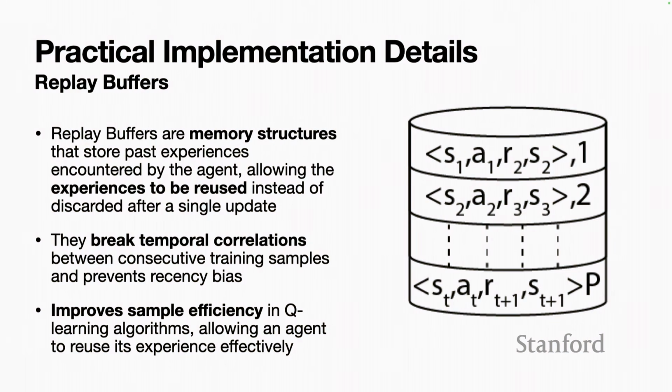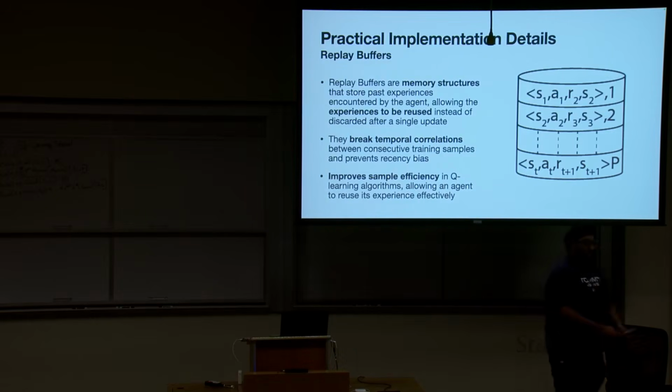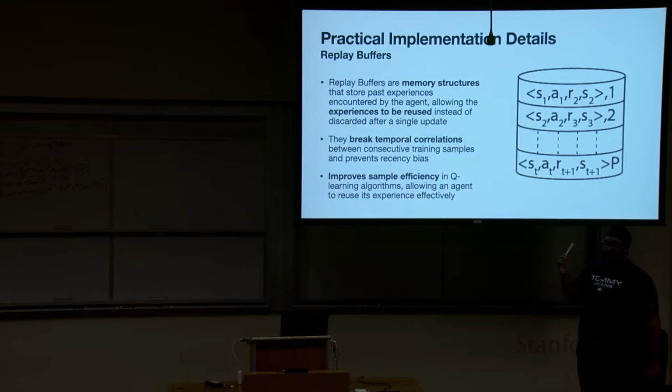And all of these lead to better sample efficiency when you want to learn Q functions, and it allows the agent to reuse its experience in an effective way. This just denotes that your replay buffer can sometimes have a max size depending on how much capacity you have. Typically this is not a concern, but if it is, you might want to either reweigh or throw out parts of your buffer as needed.